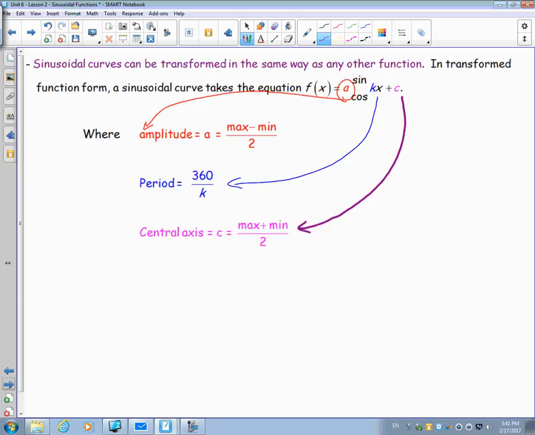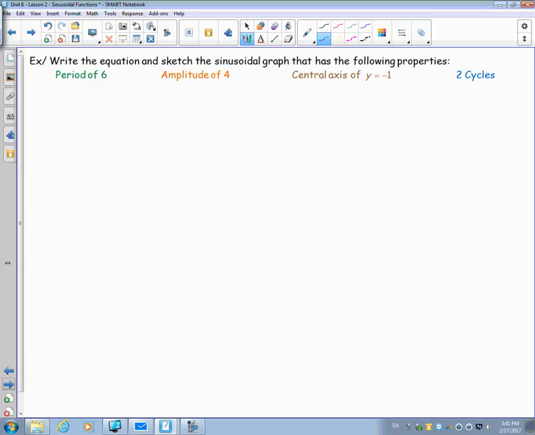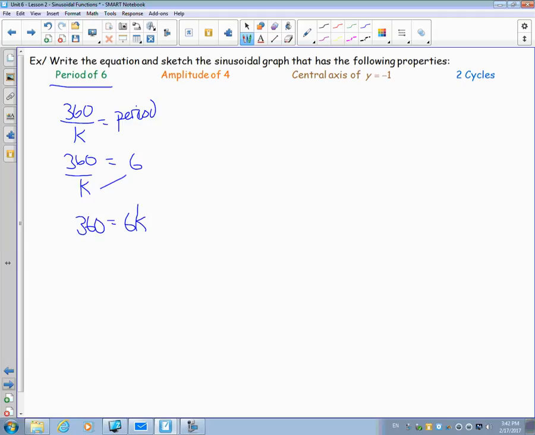Hey, we're just going to try one little question here to get some ideas of how we can use this stuff to get shapes, graphs, functions based on some properties. So I want to write the equation and sketch the sinusoidal graph that has the following properties. It has a period of 6. Well, I know that period and 360 over k are related to each other. So if I'm told the period is 6, I can take 360 over k and solve that. So if I cross multiply, I get 6 times k equals 360, or in other words, 360 over 6 is k, and k is 60.